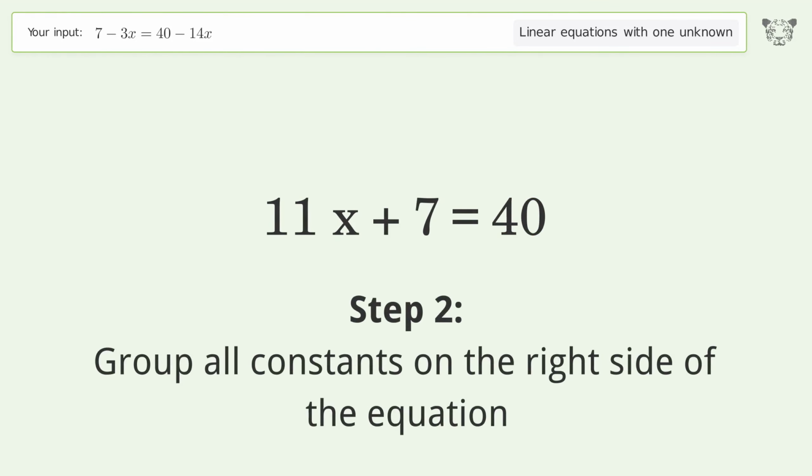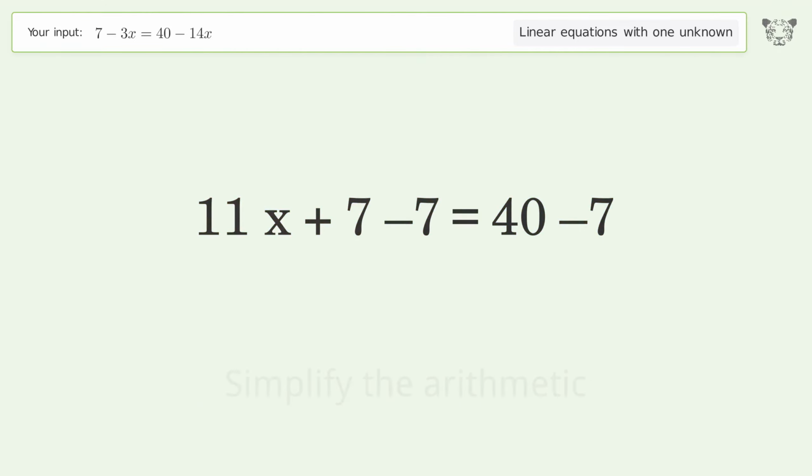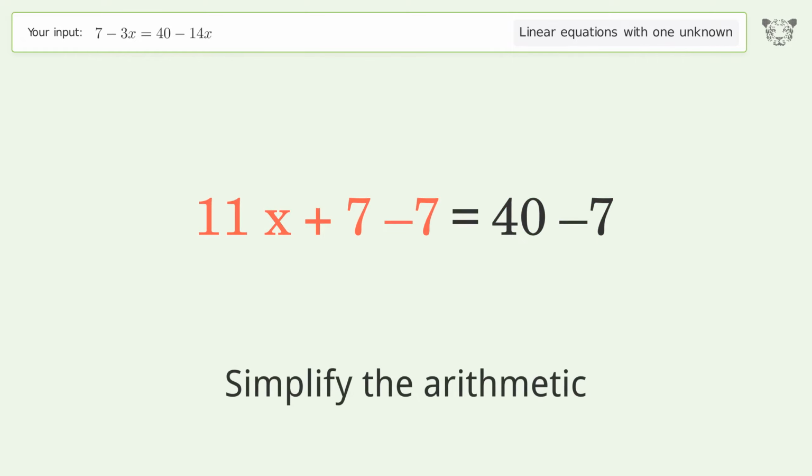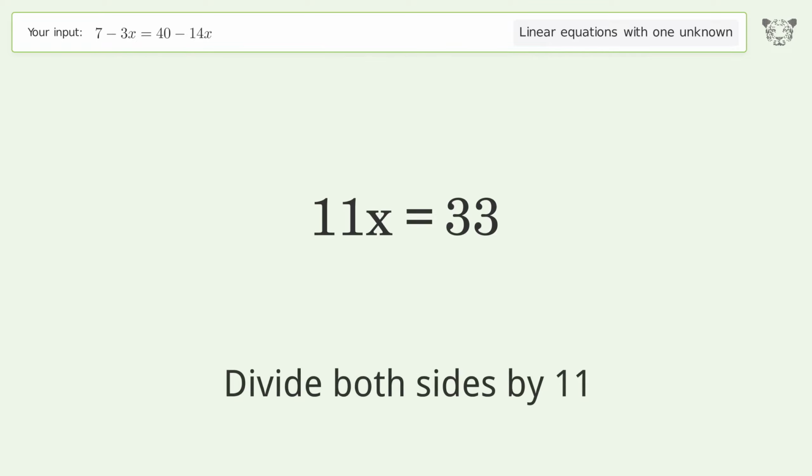Group all constants on the right side of the equation. Subtract 7 from both sides. Simplify the arithmetic. Isolate the x. Divide both sides by 11.